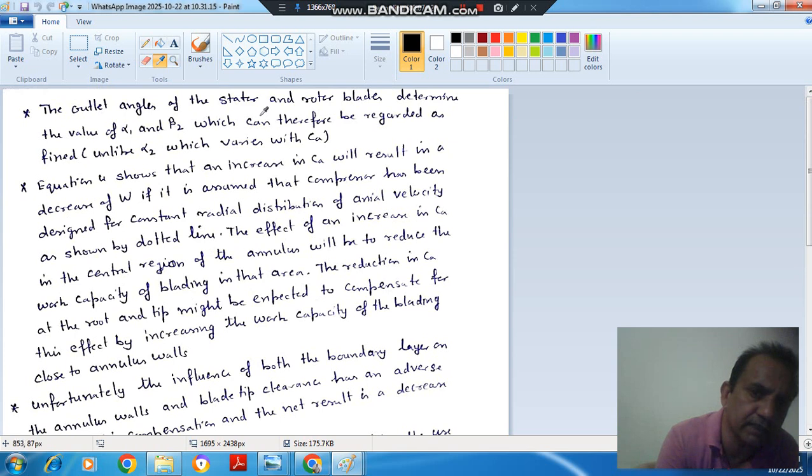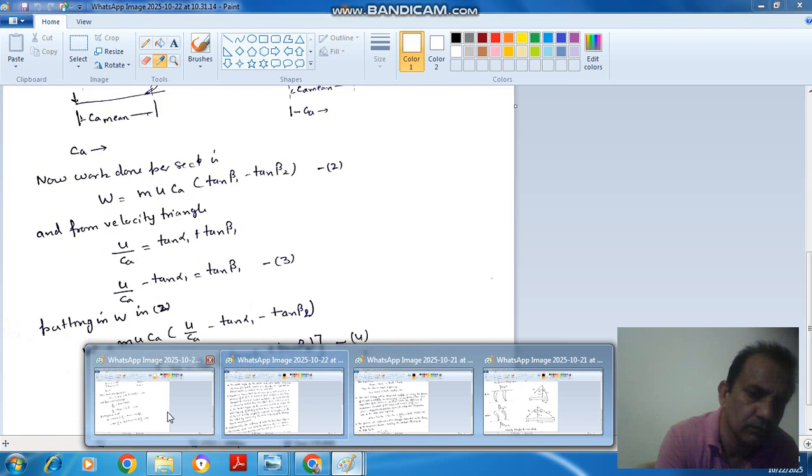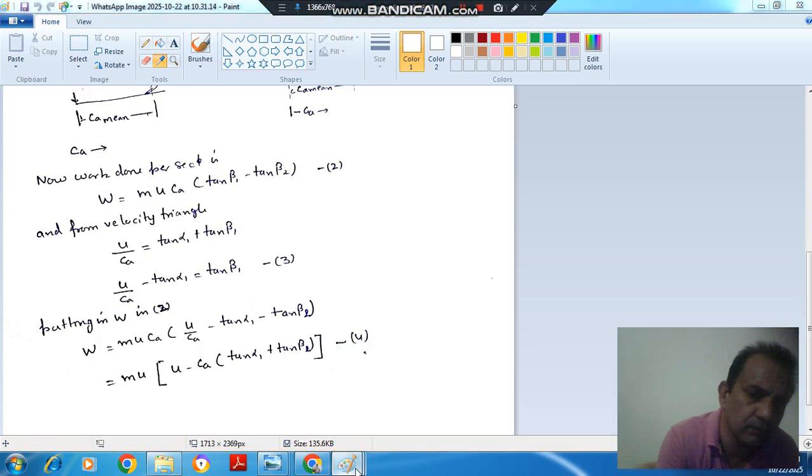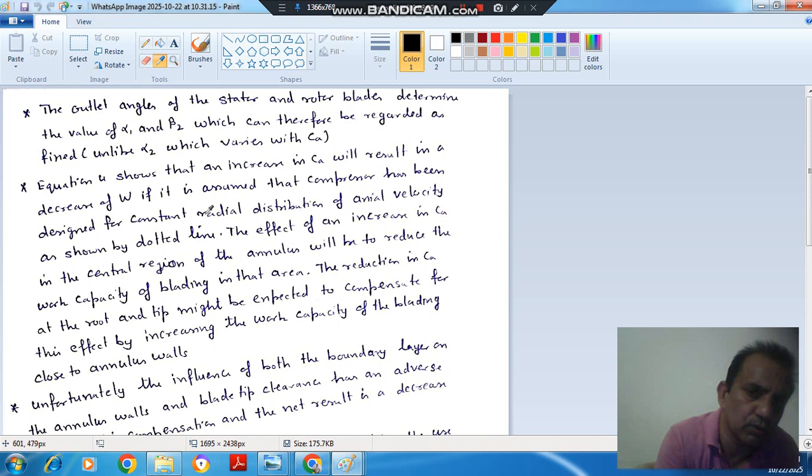The outlet angles of the stator and rotor blades determine the values of alpha 1 and beta 2, which can therefore be regarded as fixed, unlike alpha 2 and beta 1, which vary with CA. So these are not dependent on CA. Equation 4 is this equation. This equation shows that an increase in CA will result in a decrease in W if it is assumed that the compressor has been designed for constant radial distribution of axial velocity, as shown by the dotted line.